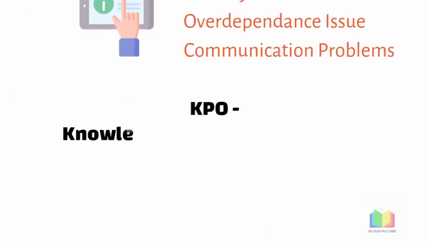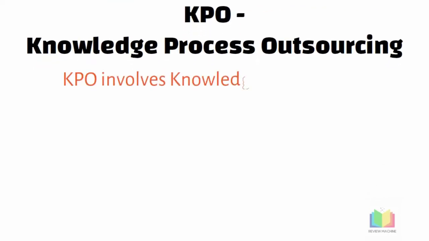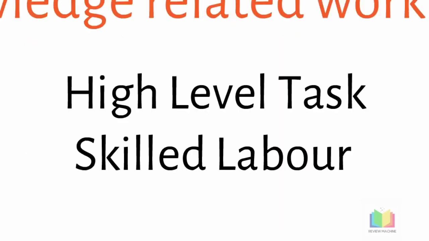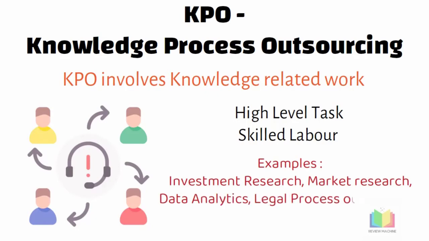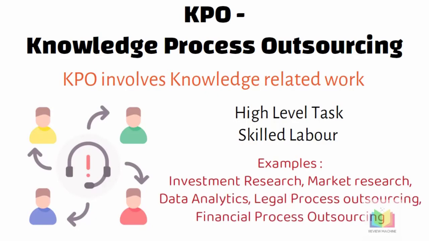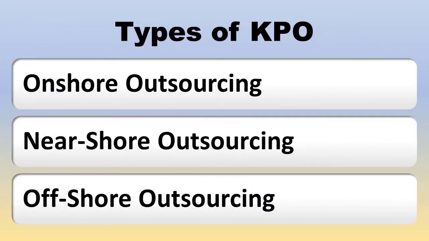So now let us understand what is knowledge process outsourcing. KPO is a subsegment of BPO, wherein the processes which involve knowledge related work are handed over to an outside party. KPO firms perform high-level tasks for which highly skilled personnel are required. It is an extended version of BPO. Examples for KPO are investment research service, market research service, data analytics, and other services like legal process outsourcing and financial process outsourcing. So we can say that KPO involves contracting out work to individuals that typically have advanced degrees and expertise in a specialized area. Here also the KPO may be onshore, nearshore or offshore activity, same as BPO.